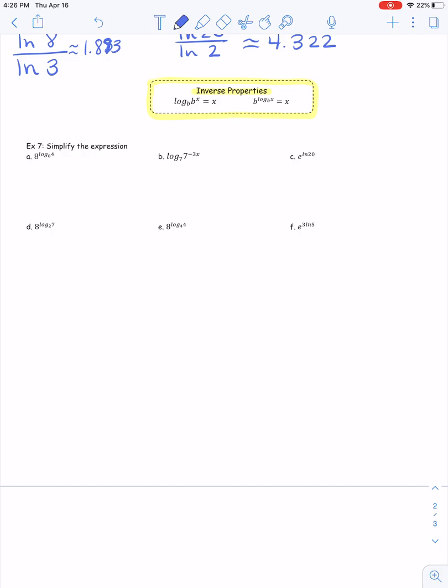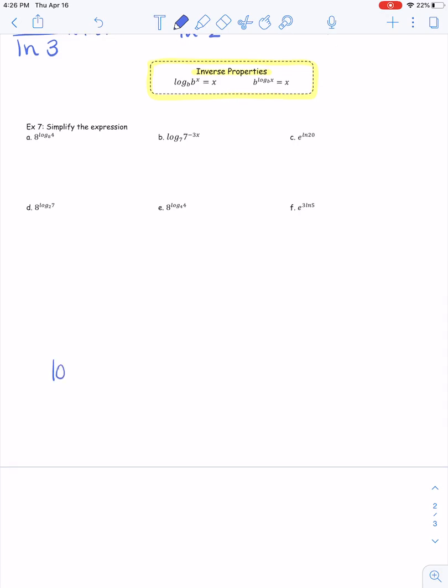So think about log base b of a, for argument, is equal to x. So if this is the logarithmic form, then what would be our exponential form? Well, that would be b to the x power equals a, right? So if I put one of those inside of the other, then I'm going to get these two properties.